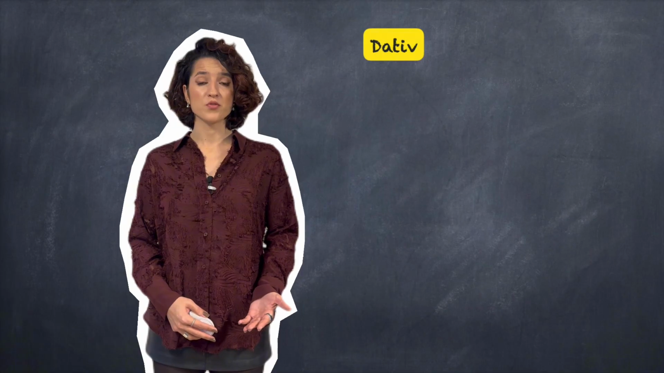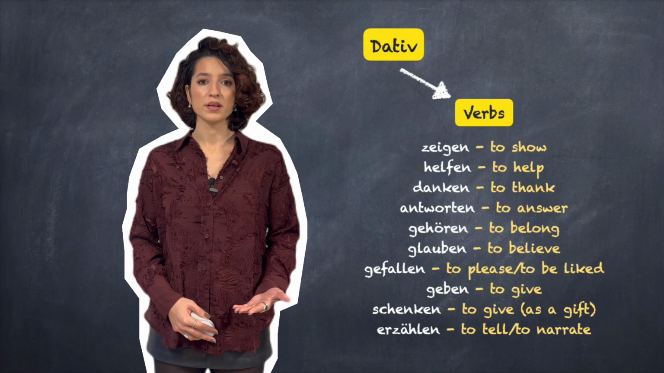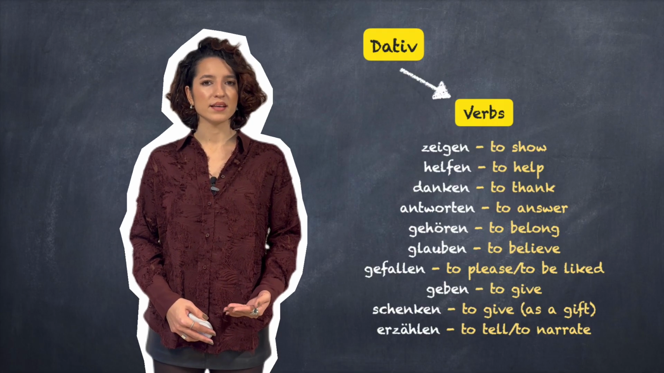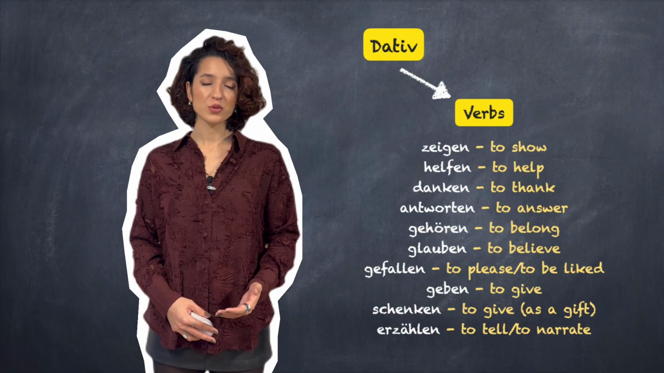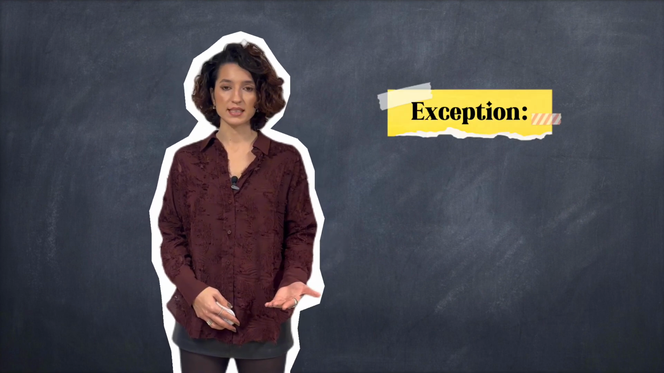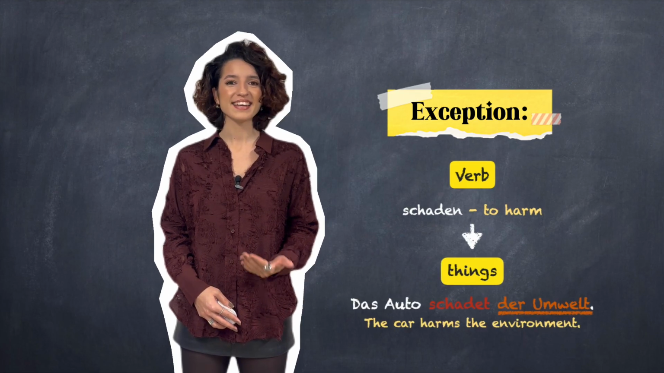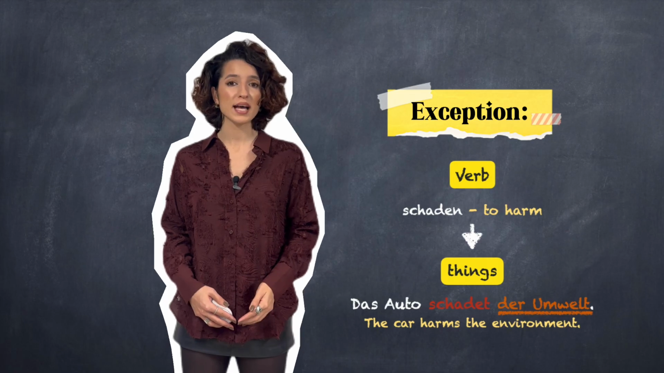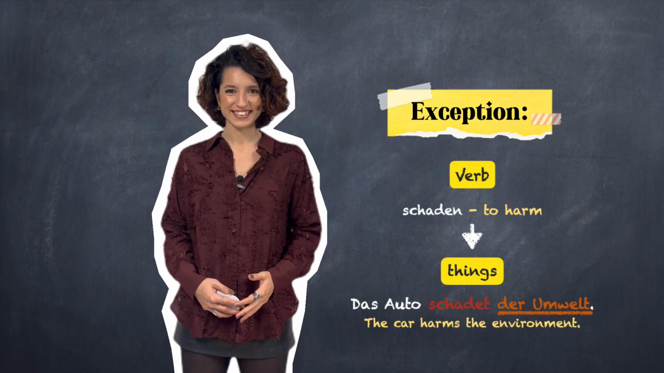There are also some verbs that require the dative, such as glauben, danken, zeigen, helfen, antworten, or others. I would recommend learning these verbs. The dative applies mostly to people, but there are some exceptions, like the verb schaden, which can also apply to things. Like in the example, das Auto schadet der Umwelt. The car harms the environment.